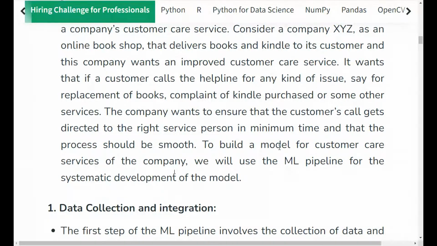To build a model for the customer care service of a company, we will use the ML pipeline for systematic development of a model, which will help in redirecting a customer's calls to the right service person in minimum time. This is what they wanted to do, so this is the problem they have defined.